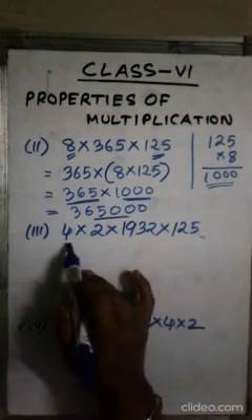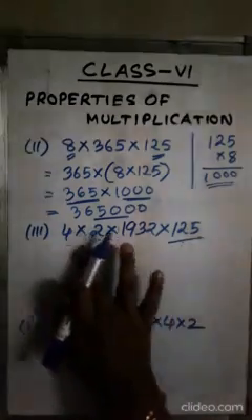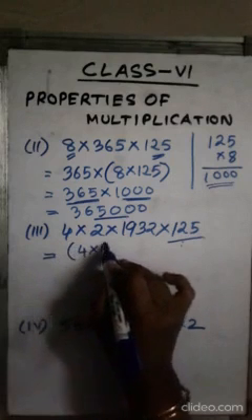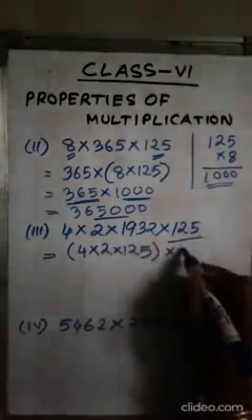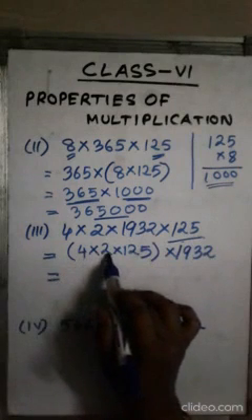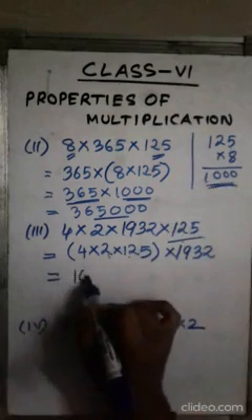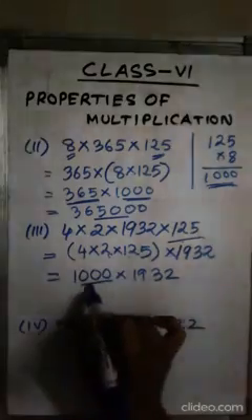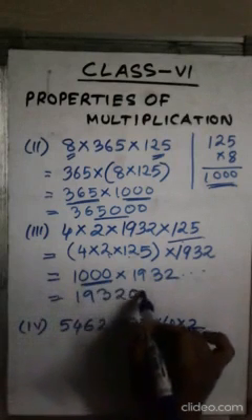Here also you can see 4 into 2 is 8. Again here you can see 125. So what shall I do? I shall make a group of 4 into 2 into 125 into 1932. As I have told you, 4 into 2 is 8, 8 into 125 makes it 1000, into 1932. You just add the three zeros after this number, 1932 and 3 zeros.